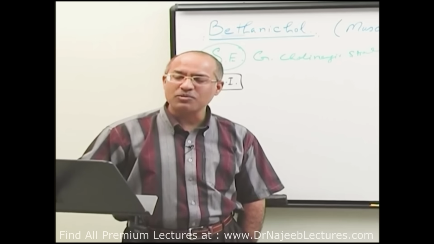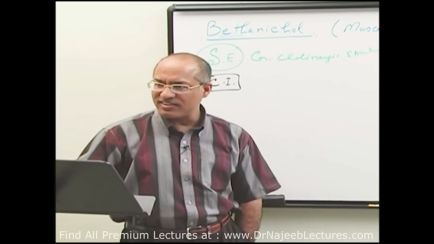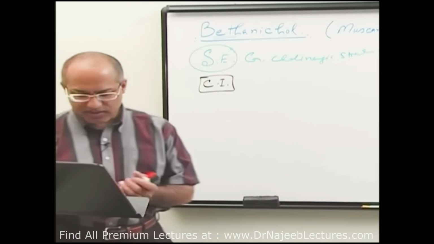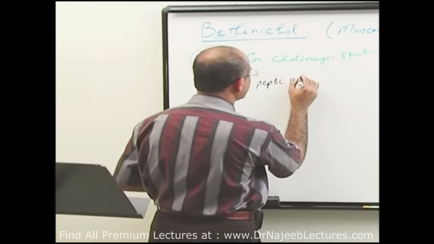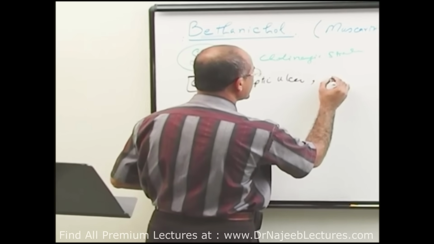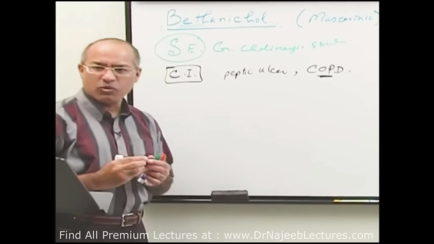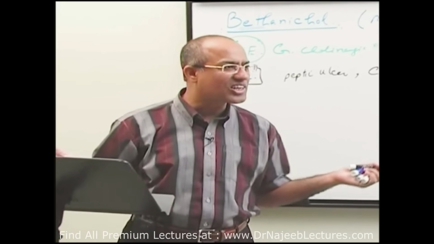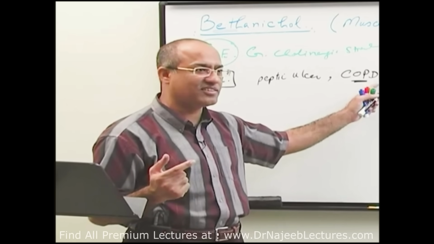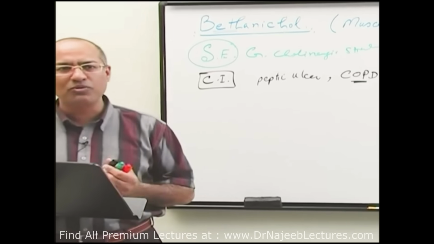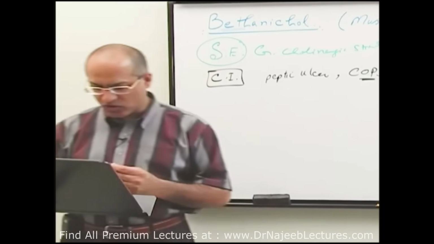Because muscarinic stimulation can increase the secretion of gastric acid, right? So it is contraindicated in peptic ulcer disease. Okay, it is also contraindicated in COPD, chronic obstructive pulmonary disease. Why? Because it produces bronchoconstriction. So they already have a problem: in people who have chronic obstructive pulmonary disease, if you give this drug, you will move the bowel but you will stop the oxygen. Is that right? So it's contraindicated.